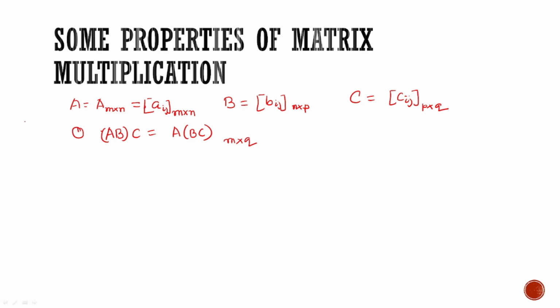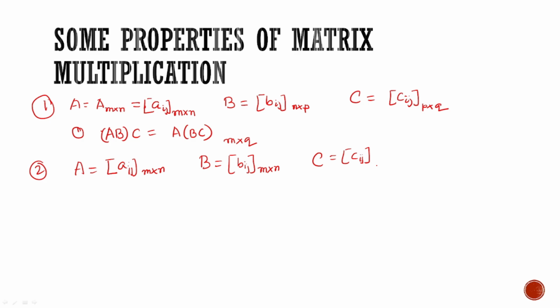Next, this is problem number 2. Consider A is a matrix whose dimension is m by n. B is a matrix, so it will be B_ij, having the same dimension, and C is another matrix C_ij, and its dimension is n by p.